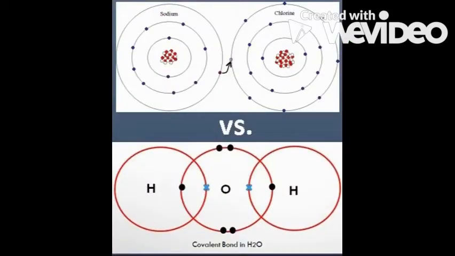Here is an illustration representing the difference between the two different types of bonds. The sodium is donating an electron from its outermost shell to chlorine. Sodium is losing an electron and chlorine is gaining an electron. On the bottom is an example of the H2O molecule. The oxygen ion and the hydrogen ions are sharing electrons so that each ion has a full set of electrons in its outermost shell. The top example is an ionic bond. The bottom example is a covalent bond.